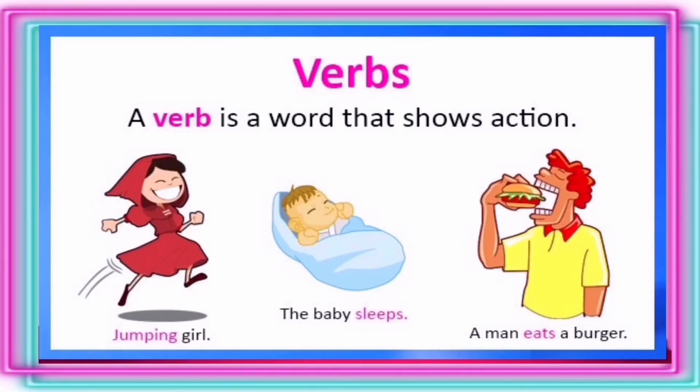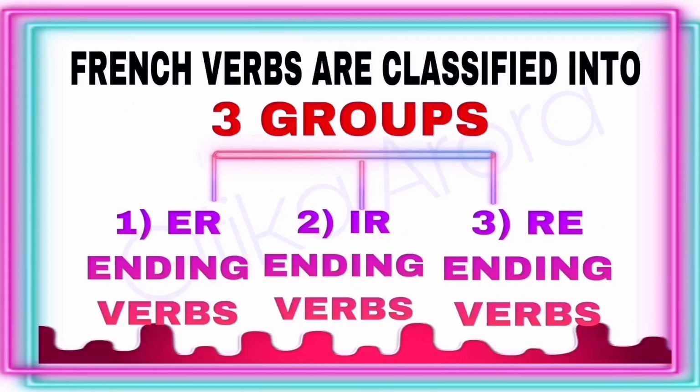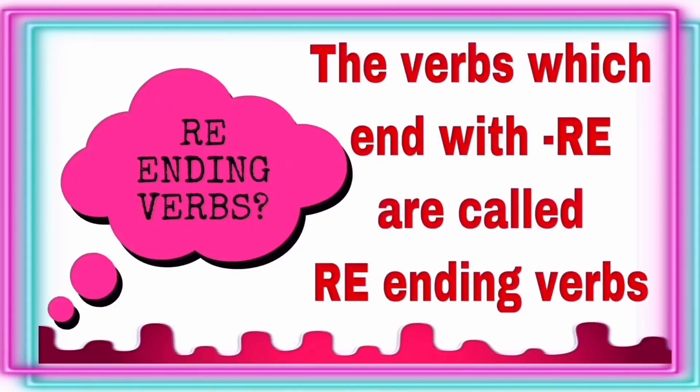Alright, now let's move to the verbs in French. In French, the verbs are categorized into three groups, which are ER ending verbs, IR ending verbs and RE ending verbs. And today we are going to learn about RE ending verbs. Let us understand it now. What are RE ending verbs? The verbs which end with RE are called RE ending verbs.